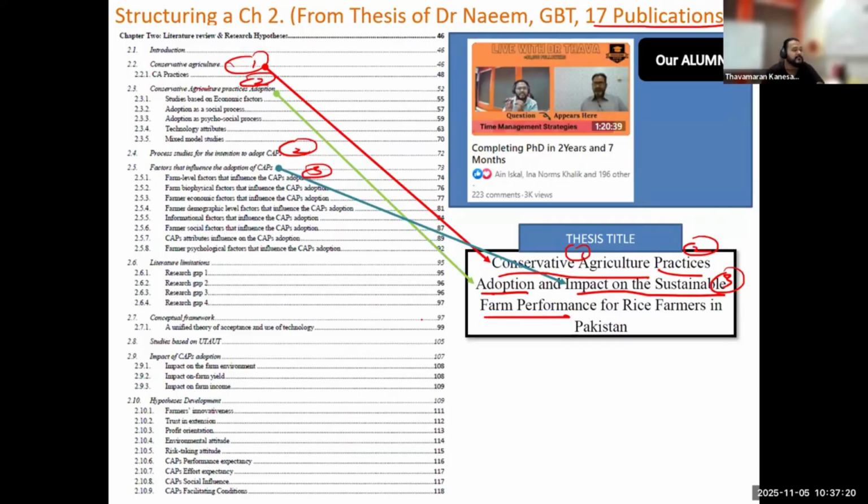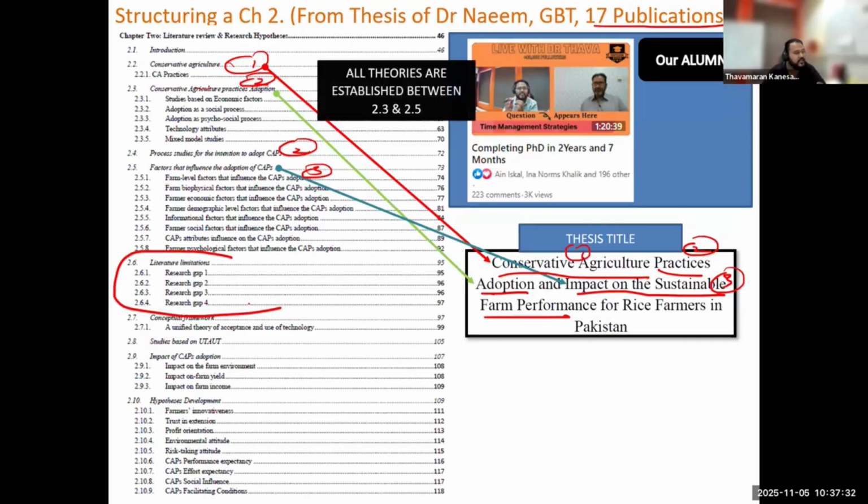All right, so that is firm performance. Once all this 1, 2, 3 is settled, once the dust settles, then you go for your literature limitation. Here comes one more important thing. If you realize from all of this, there is no theory. Why is there no theory? Because all the theories are established between 2.3 and 2.5. All the underlying theories are already explained in the background already.